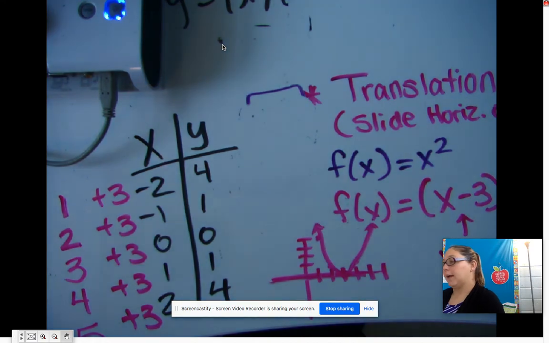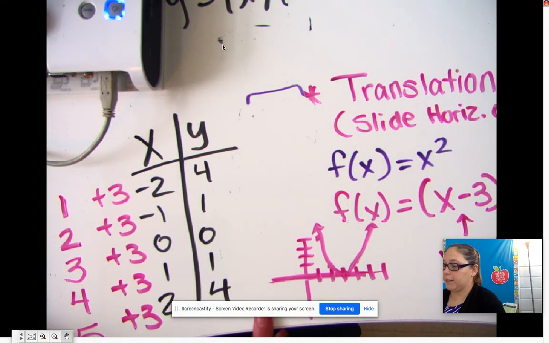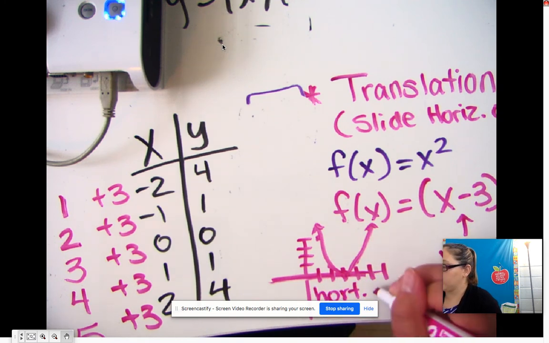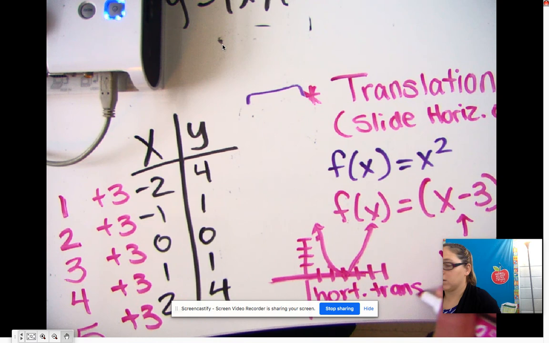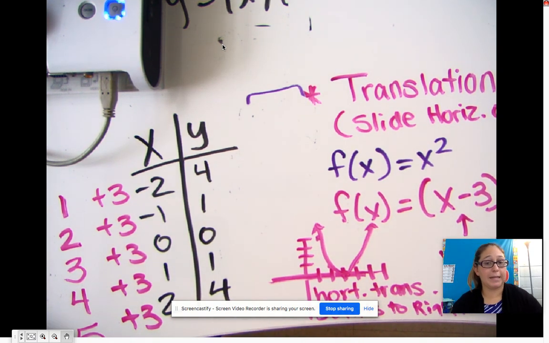Because it was at 0, 0, the parent function, and it moved over 3. Okay? And so verbally, what does that mean? Verbally, this had a horizontal translation of 3 units to the right. Okay? So that's translations. The next video is going to be dilations.